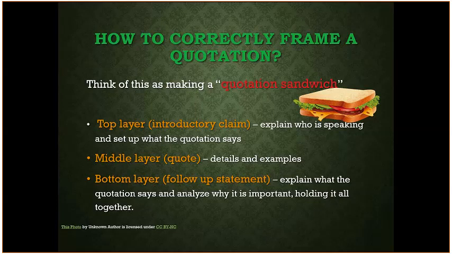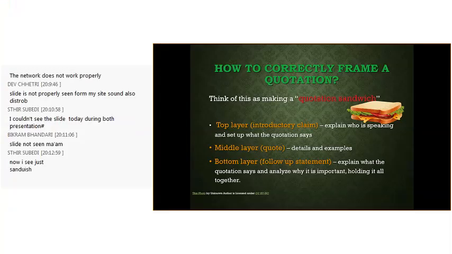The main theme of this slide, how to correctly frame a quotation, is that a sandwich also has three layers, and like a sandwich, we have to use the quotation. For the top layer, the introductory claim, explain who is speaking and set up what the quotation says. First of all, we have to know the meaning. What does this quotation say? The chosen quotation, first of all, we have to know whether it is suitable in our context or in our article or not.